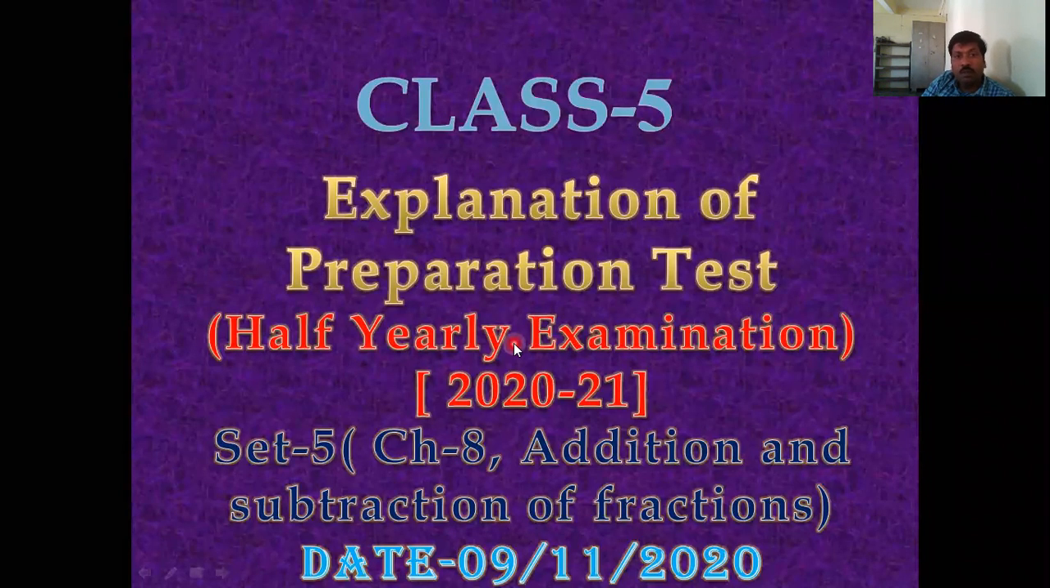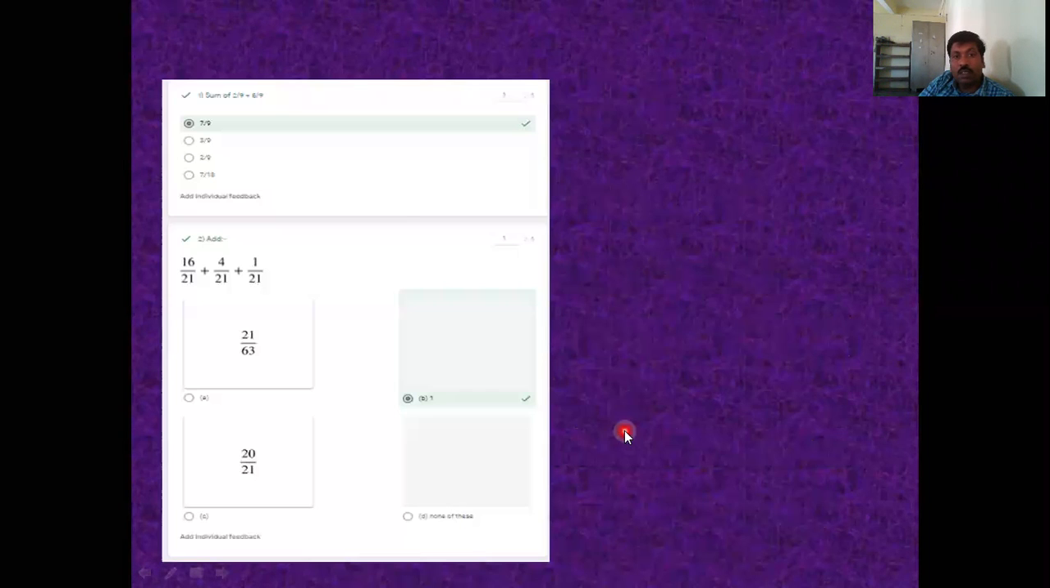Today I am going to explain the preparation test of early examinations of set 5, which is based on chapter 8, addition and subtraction of the fractions. And this is the first question of your test, that is the preparation test of half early examination. The first question is the sum of 2 by 9 and 5 by 9.